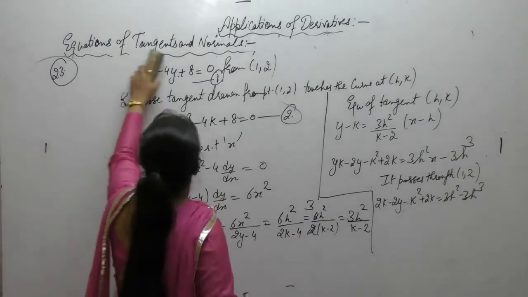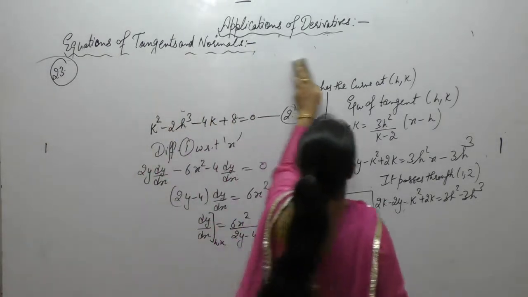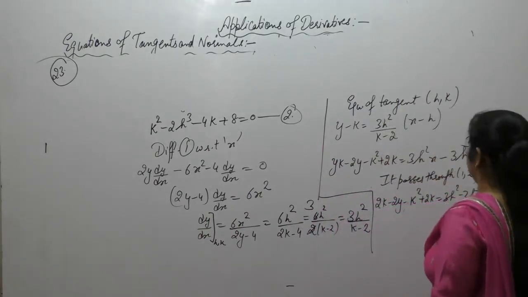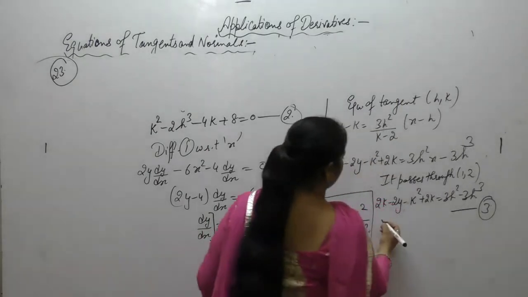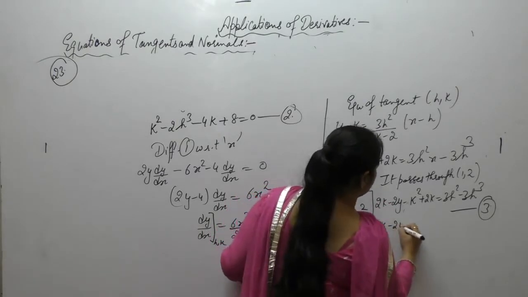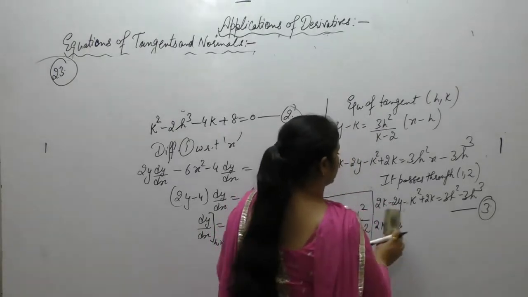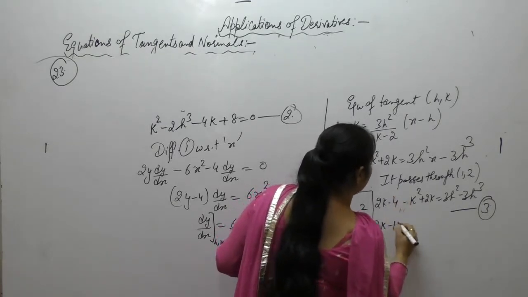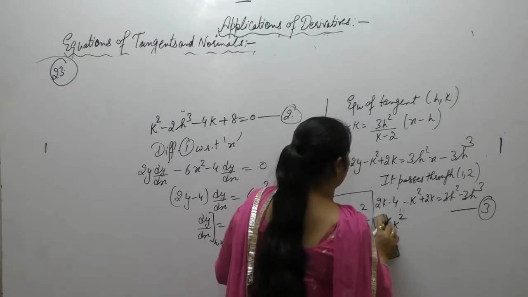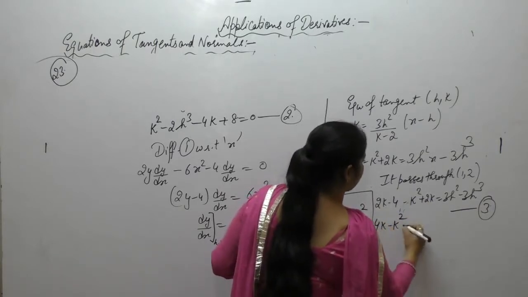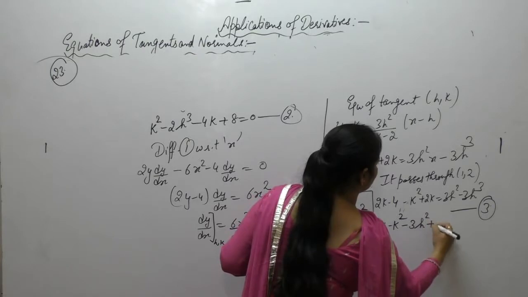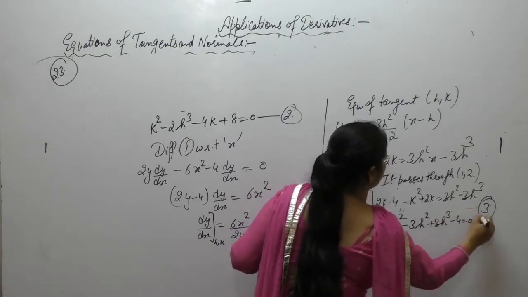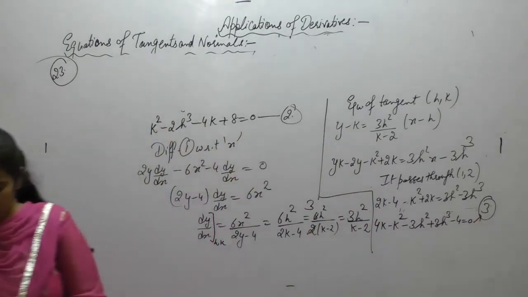Note up to here. Let this equation be 3. So what we get here? 2k minus 2, y is 2, so 2 into 2, 4. 2k minus k square, 2k plus 2k is 4k. So 4k minus k square minus 3h square plus 3h cube minus 4 is 0. Let this be equation number 3.